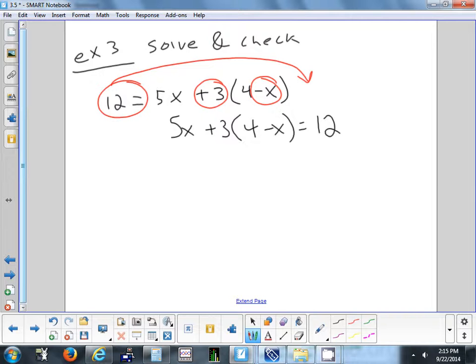And all I did was just rewrite it. What I like to do, guys, I like to circle a number that's with the sign, that's outside the parentheses, and also inside the parentheses, so I don't make any mistakes, all right?